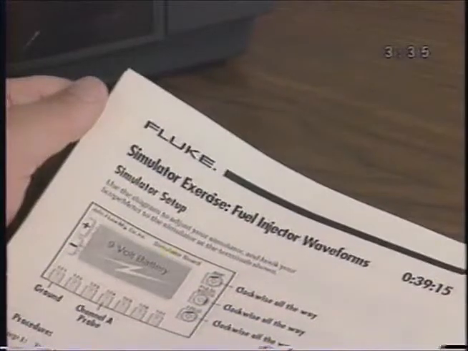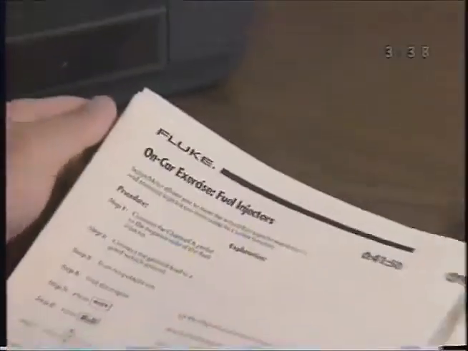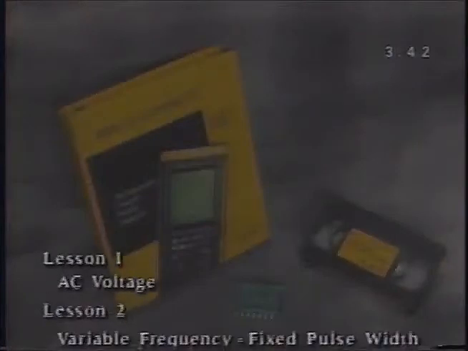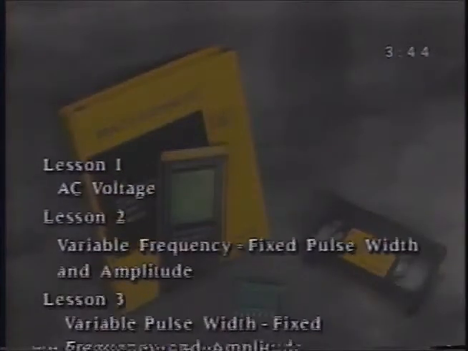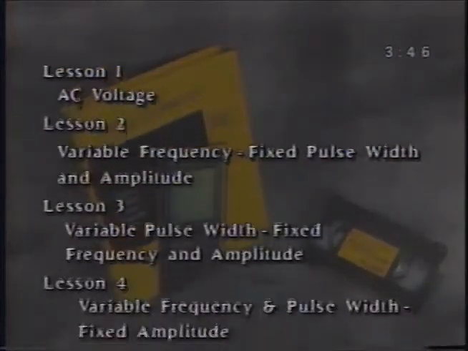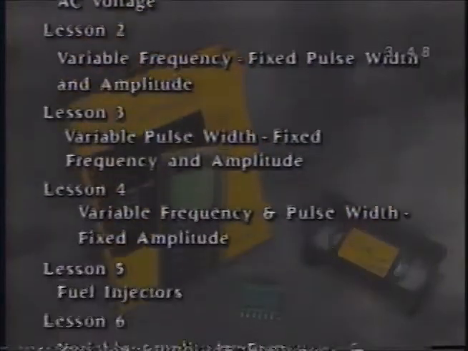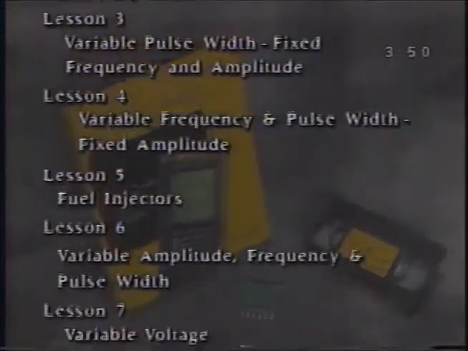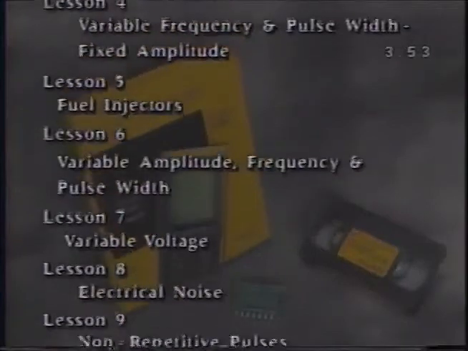The lessons in this program are broken into simulator and on-car exercises for using your Scopemeter. Each lesson covers a specific waveform category common to automotive electrical systems. Follow these lessons in order. Each lesson builds on the information and procedures you learned in the previous lessons.